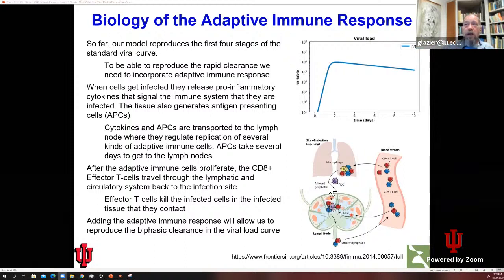And so the key things that we have to know is that there are at least two signals coming from the tissue. There's a cytokine signal, which gets to the lymph nodes quite quickly. There are the antigen-presenting cells that take longer to migrate. The terminology is a little bit confused. You'll see macrophage, you'll see dendritic cell, and you'll see antigen-presenting cells. And depending on who's writing about what, those could all be the same cell.